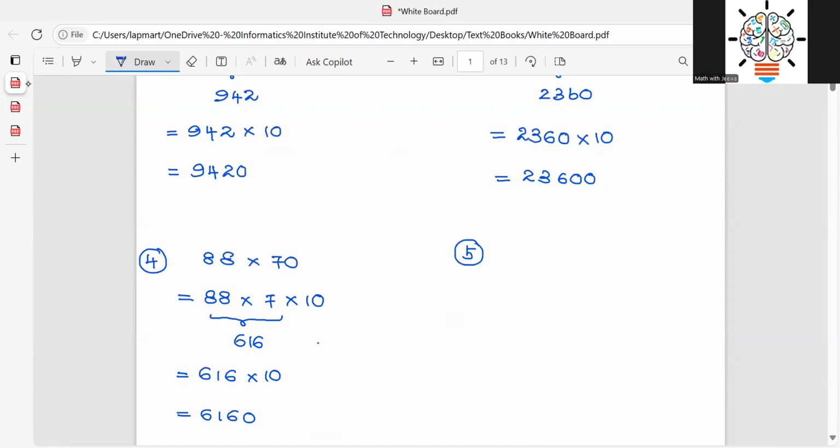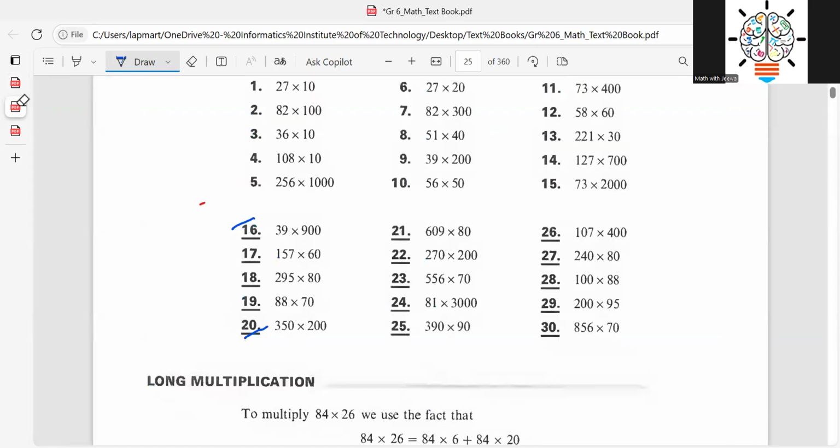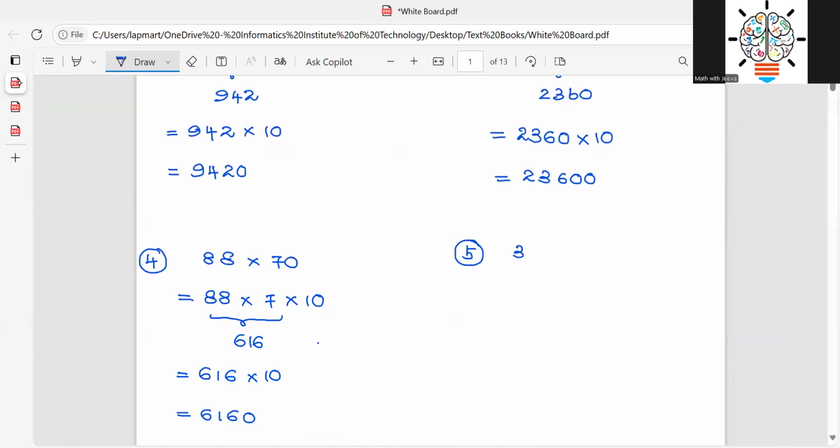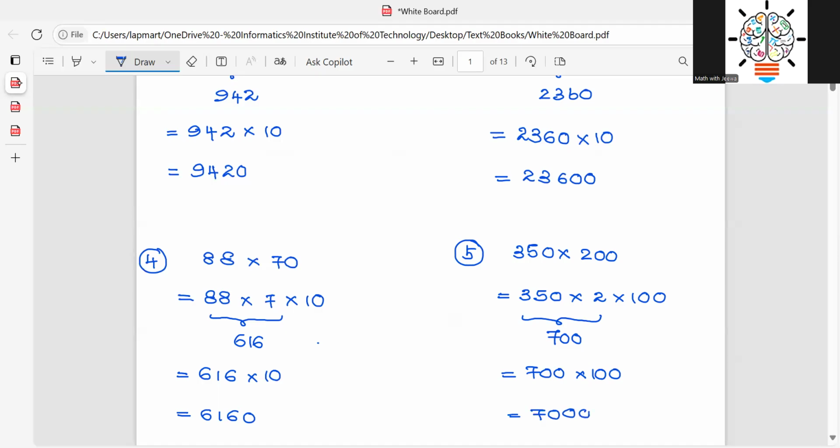So then the question number 5, the last one I gave you, 350 multiplied by 200. Okay, so then how am I going to do this? I write this 350 multiplied by 2, multiplied by 100. So then 350 when I multiply by 2, it gives me 700. So then here I write 700 multiplied by 100. Your answer will be 70,000, right? 350 when you multiply by 200, it gives me 70,000.